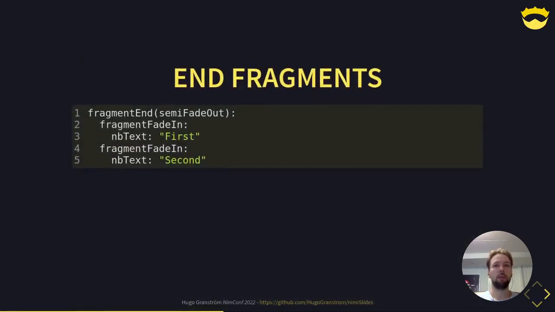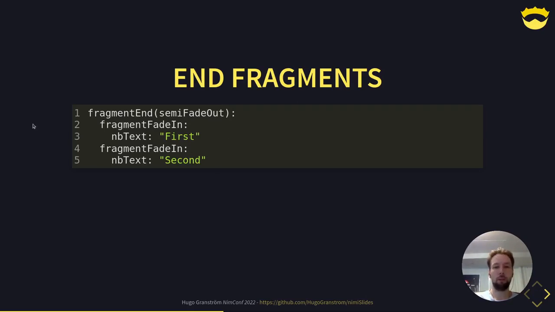And lastly, we have end fragments. And what they allow you to do is to do a fragment of a larger block of code after all the fragments inside of it have been done. So if we have fragment end here and semi-fade out, it will wait for all the fragments inside of it to finish. And when they have done that, this will run and semi-fade out all of that.